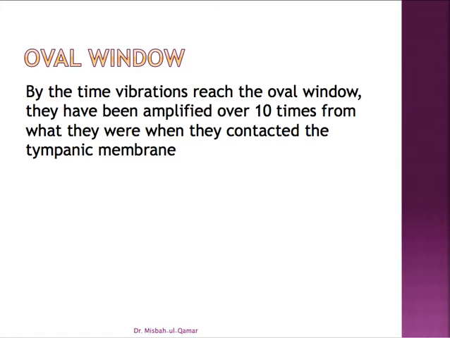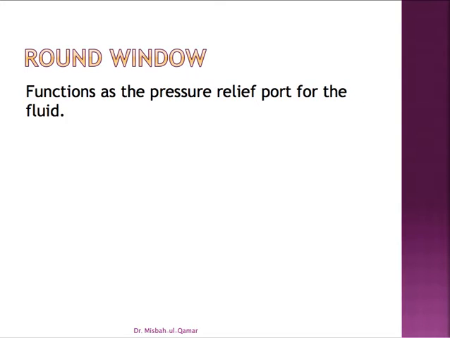There is not only the oval window, but there is also another window which is called the round window. Now, this round window functions as a pressure relief port for the fluid which was set into motion initially by the movement of the stapes in the oval window. Okay.